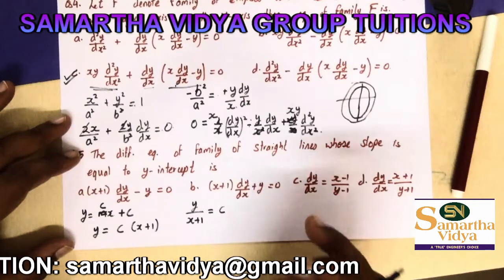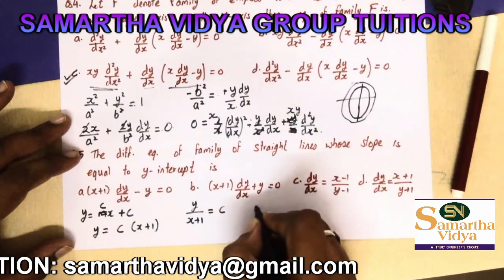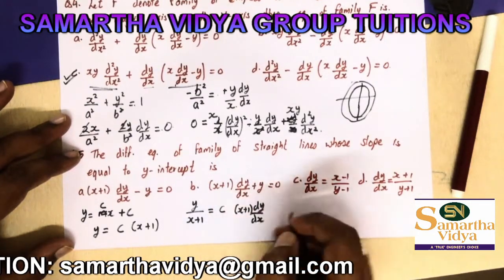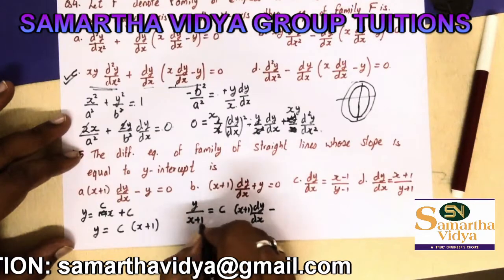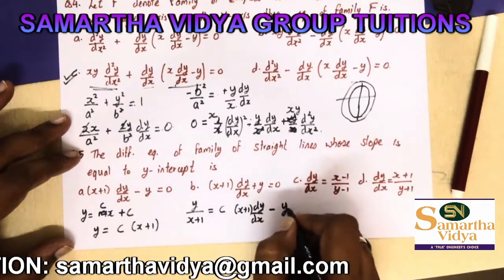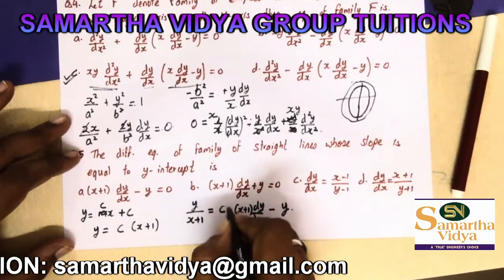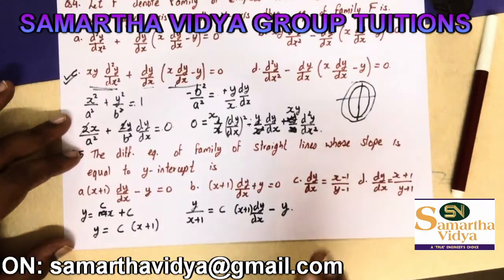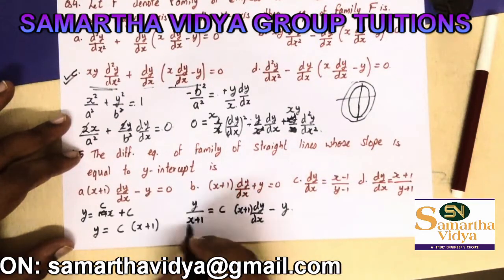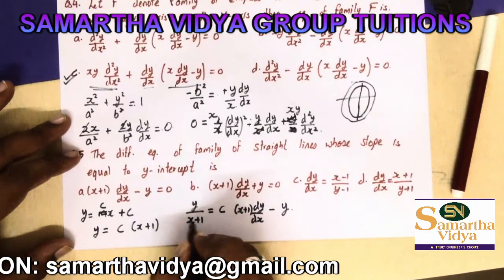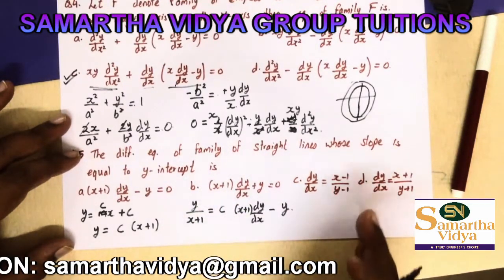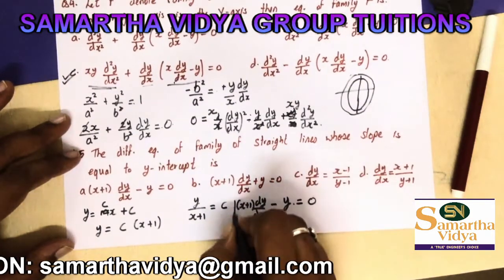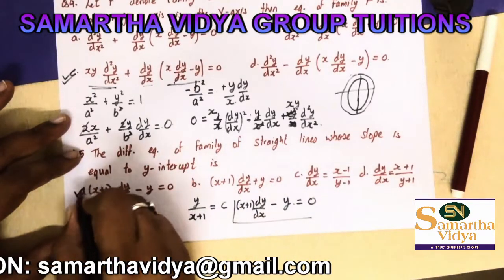So this is nothing but y by x plus 1, so the u by v rule. It's nothing but the derivative of y, which is dy by dx, into the denominator as it is, minus the derivative of x plus 1, which is 1, and y as it is. On the other side it is equal to c, which is a constant, and its derivative becomes 0. The denominator is x plus 1 the whole square, and after the derivative we can take it to the other side and we get this as the equation. So you can see it's nothing but option A.